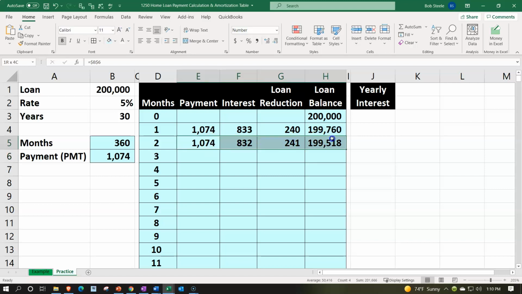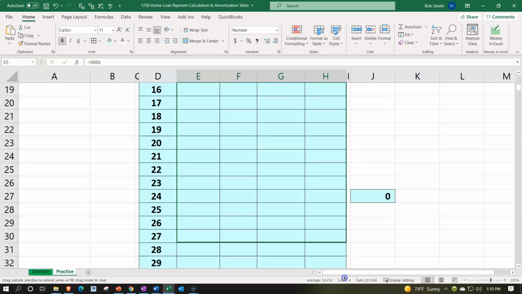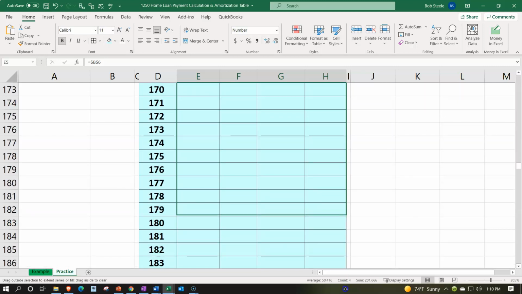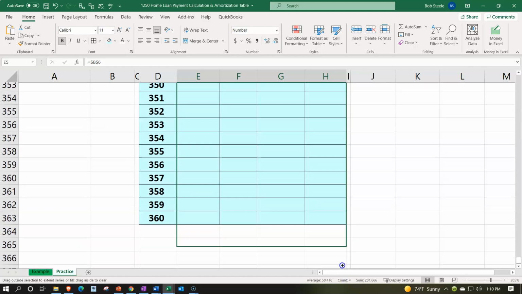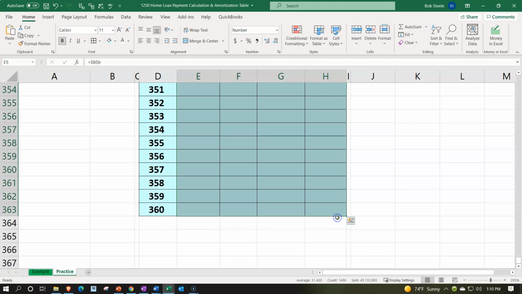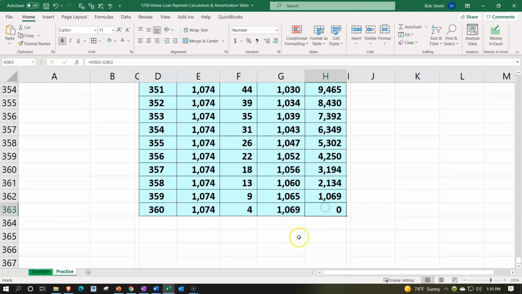Once we get all the way down to the bottom, the loan balance should be 0 after 30 years or 360 periods, right? That'll give us an indication that we've done this properly. So we'll grab that fill handle again, drag it all the way down to the bottom, which is 360 periods, and you can see how this would be very difficult to do by hand without some kind of computer to do it, but with Excel, done, magical, and there it is. The end is at 0.